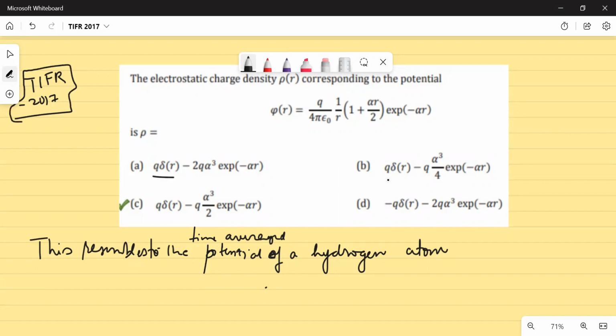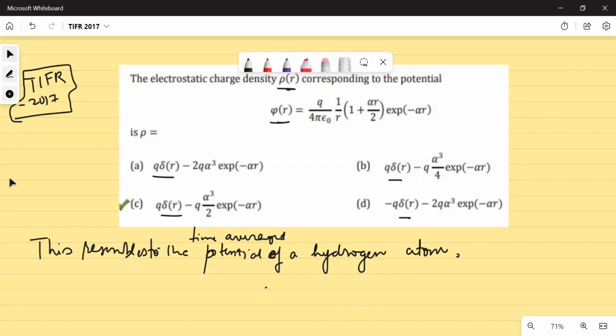Dirac delta function. Okay, so you can see how important it has become as far as your examination is concerned. All these options contain some Dirac delta term. So obviously this particular potential will eventually lead to a charge density which would contain some Dirac delta function. So as we were discussing, we'll go along with this particular problem.